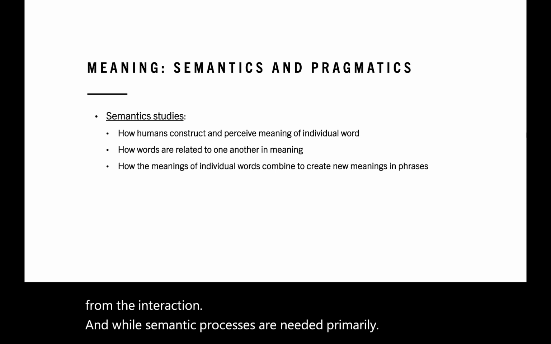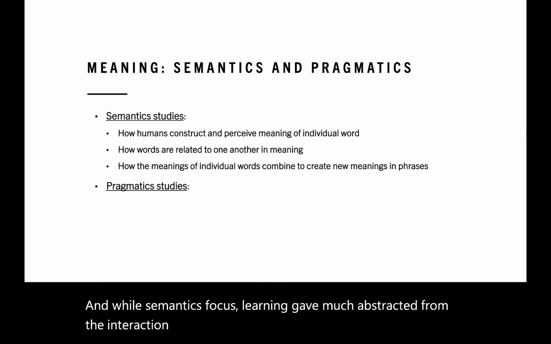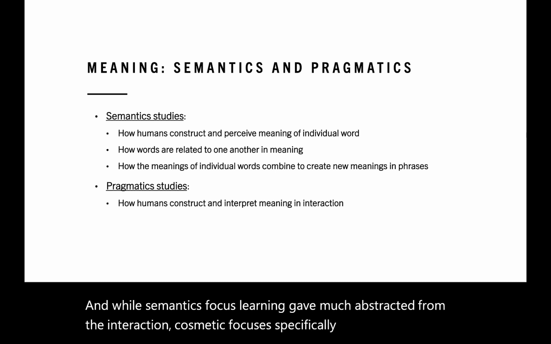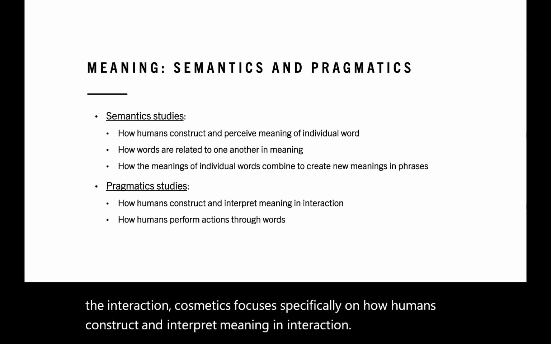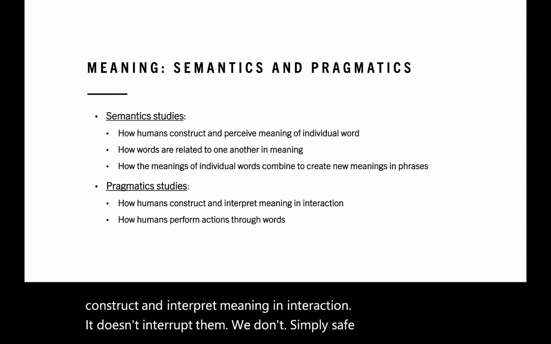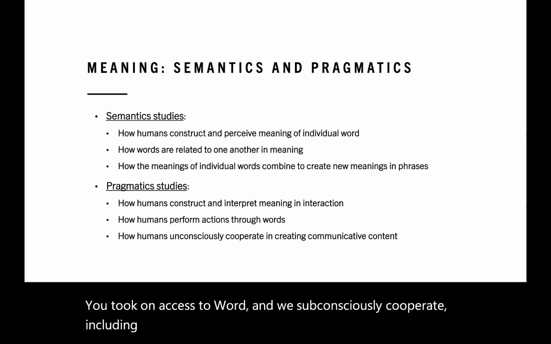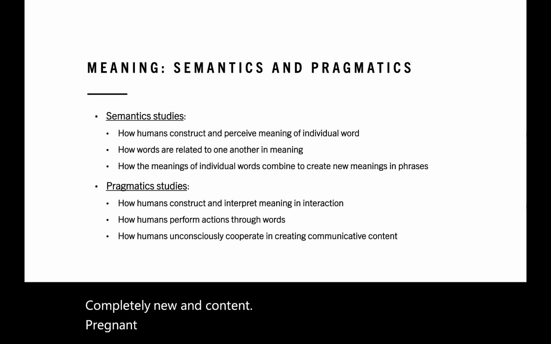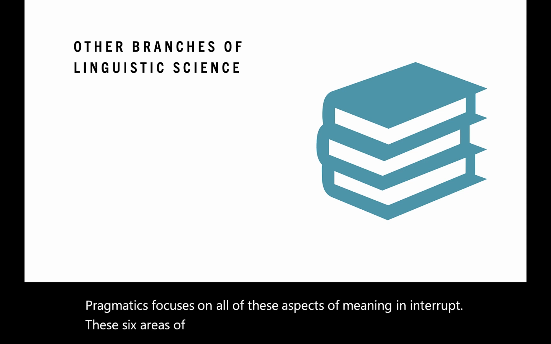And while semantics focuses on meaning pretty much abstracted from the interaction, pragmatics focuses specifically on how humans construct and interpret meaning in interaction. Because in interactions, we don't simply say things, we perform actions through words, and we subconsciously cooperate in creating meaning in context. Pragmatics focuses on all of these aspects of meaning in interaction. These 6 areas of linguistics lie at the foundation of all the other branches of linguistic science.